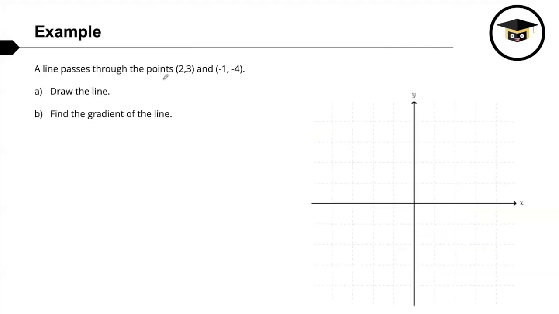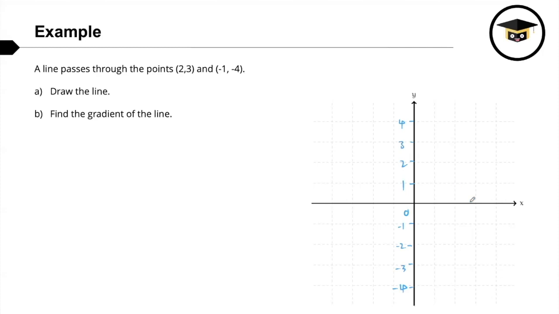A line passes through the points (2, 3) and (-1, -4). Part A, let's draw the line. So first we have a coordinate plane here. Let's actually just write down all the numbers. So we've got 0, 1, 2, 3, 4, -1, -2, -3, -4.